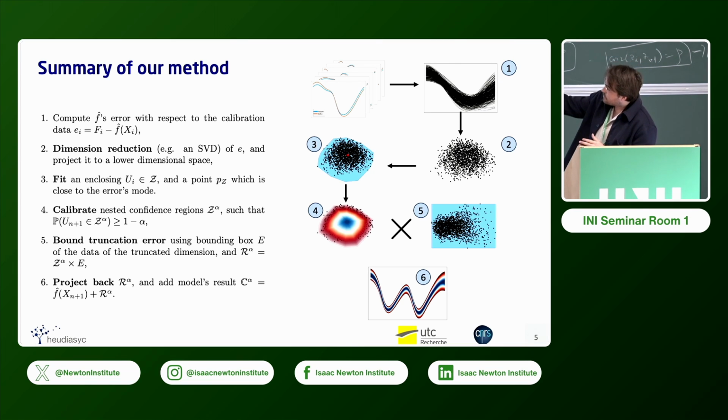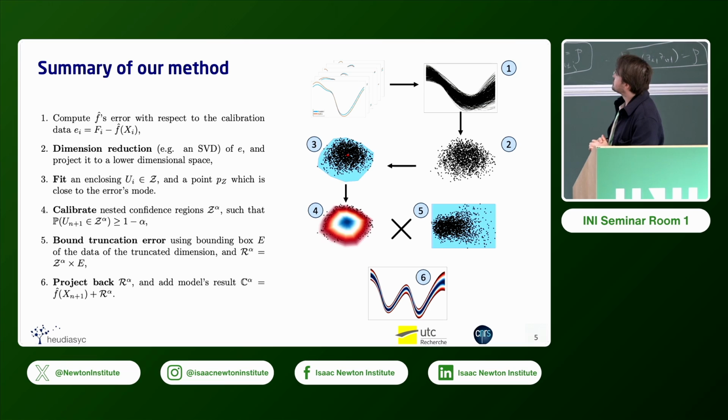Just a quick summary of how we're going to do this. On the left are the steps, and on the right is the pictorial form of it. You essentially just take your data and your predictions, and you do a pointwise difference. So you compute some errors, and then you get this sort of distribution of errors.